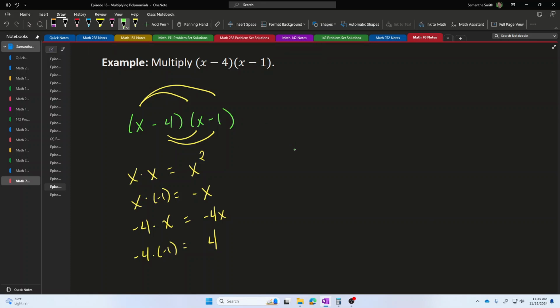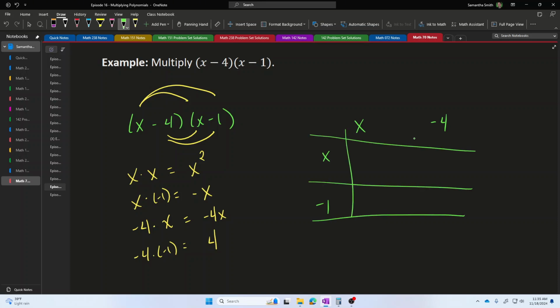If I wanted to express this as a grid instead of in this layout, I could also think of this as x, negative 4, x, negative 1. And if I fill in this grid with the products, x times x would be x squared, x times negative 4 would be negative 4x, x times minus 1 would be negative 1x, and then negative 4 times minus 1 would be 4. So just two different layouts of the same idea.